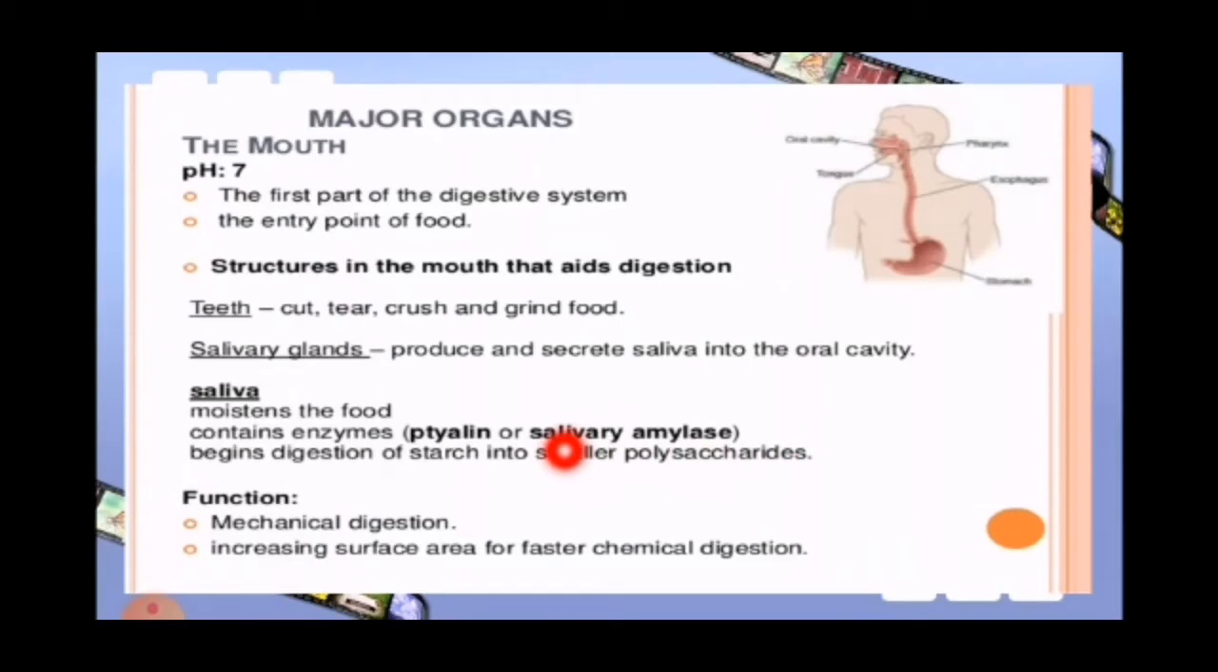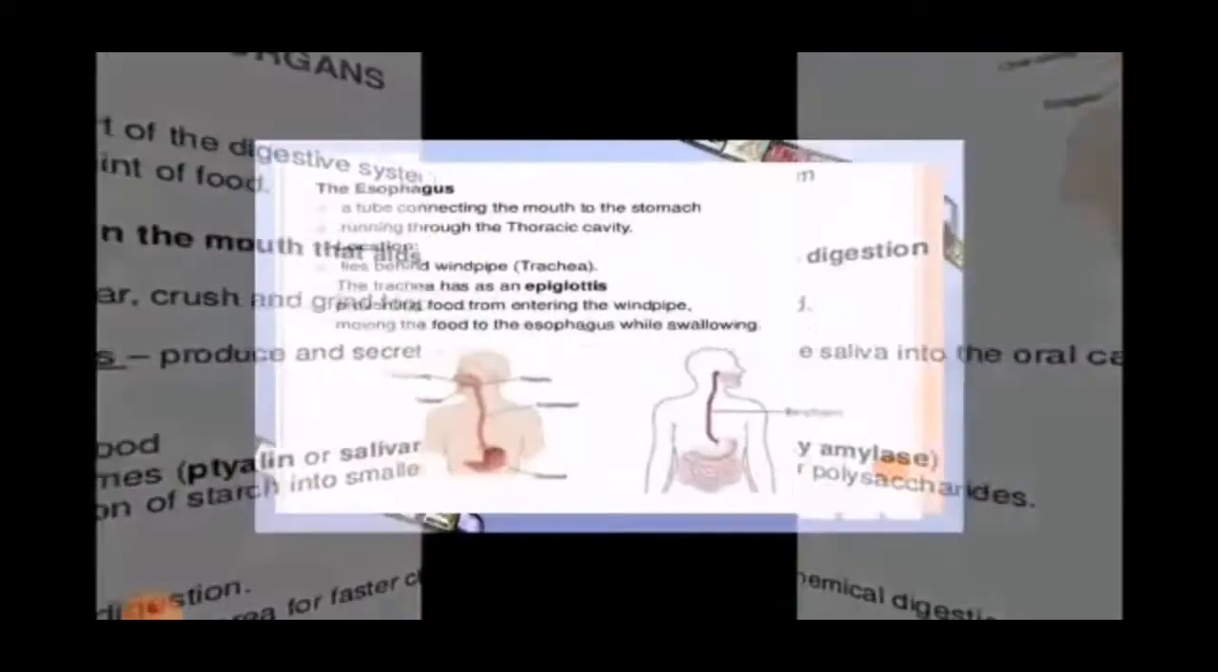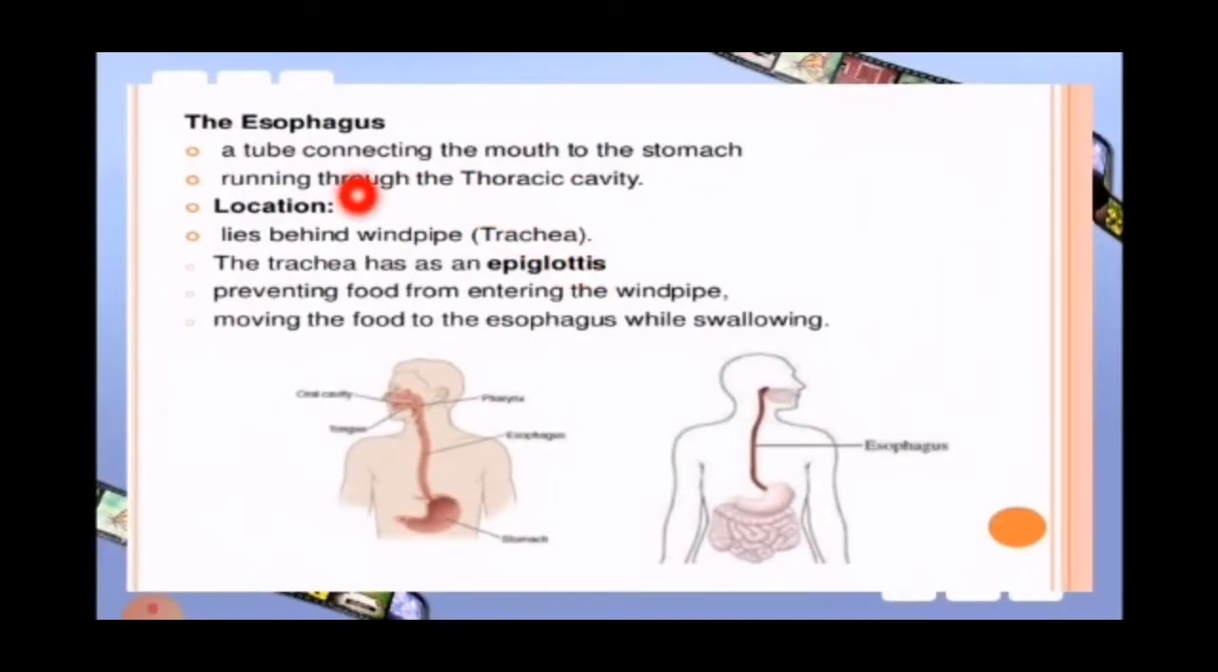And what are the functions? Mechanical digestion, increasing the surface area for faster chemical digestion. Now these two functions are for that part of the digestion. It means we cut the food into smaller pieces for mechanical digestion and for increasing the surface area for faster chemical digestion, so that the maximum amount of enzyme can work on it and convert it into simpler ones. Now the esophagus, the tube connecting the mouth to the stomach, is called the esophagus.